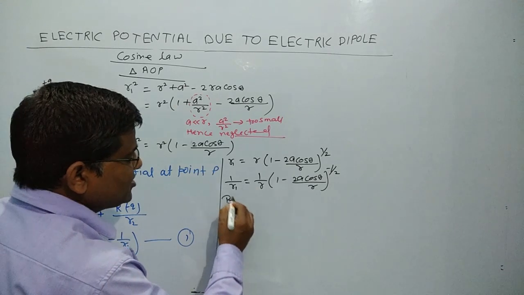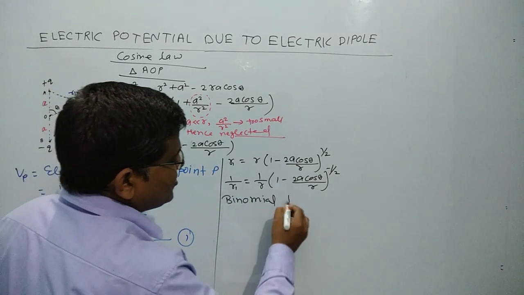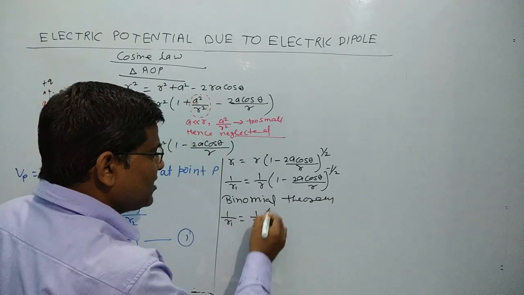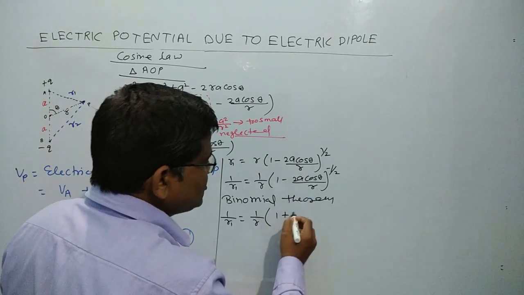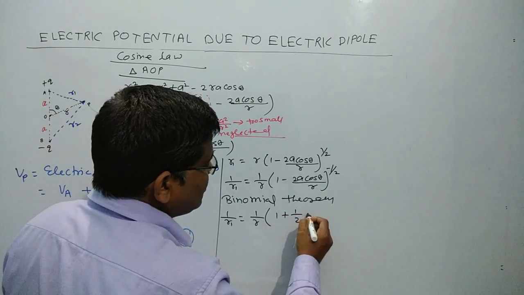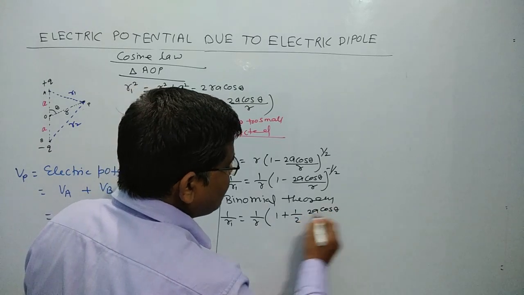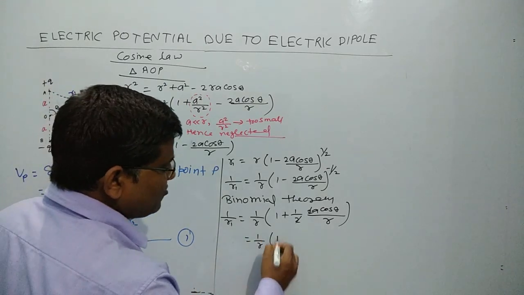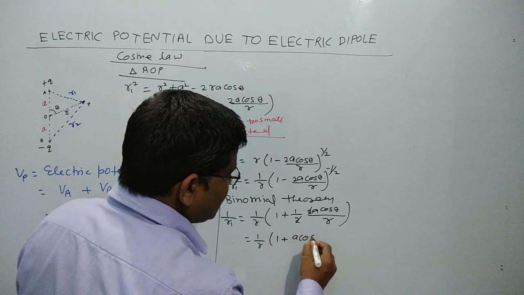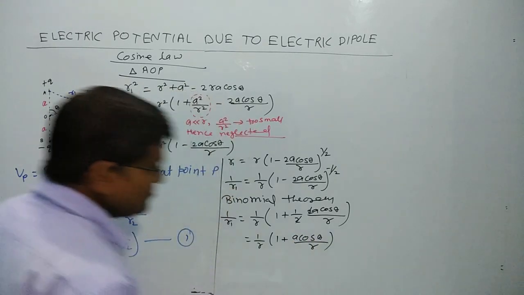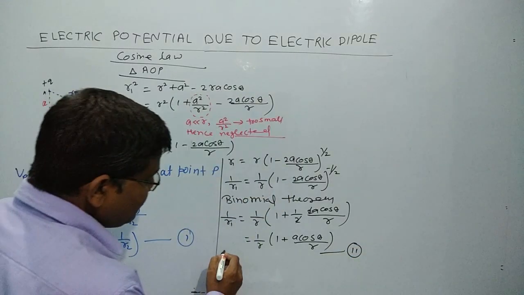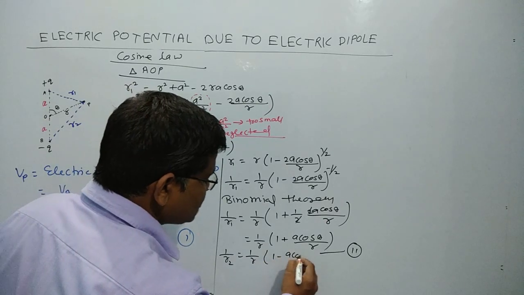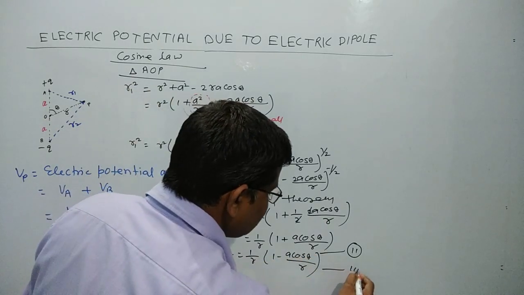Using the binomial theorem, 1 by R1 is equal to 1 by R times (1 plus A cos theta by R), since the 2 and 2 cancel out. This is equation number 2. Similarly, 1 by R2 is equal to 1 by R times (1 minus A cos theta by R). This is equation number 3.